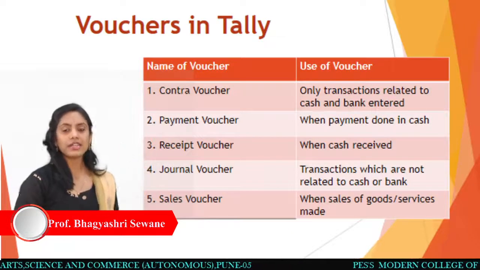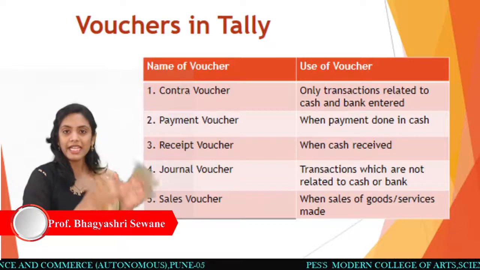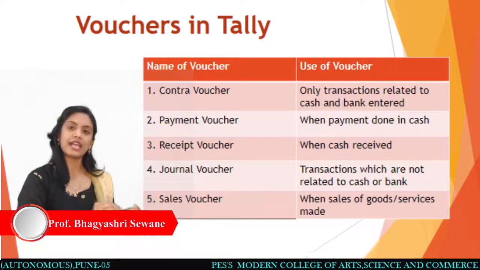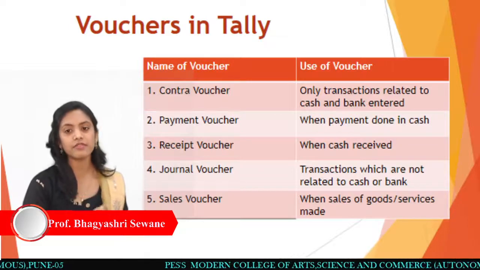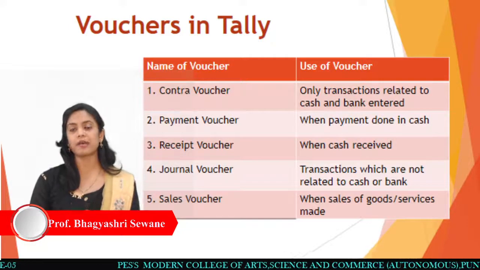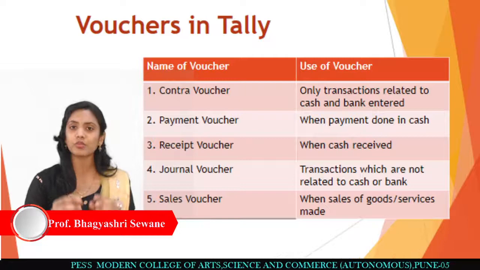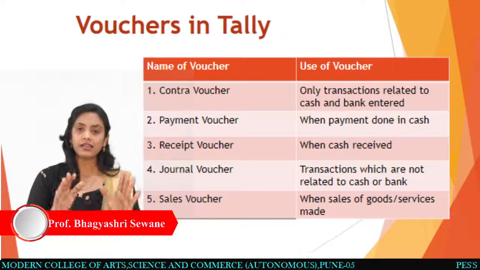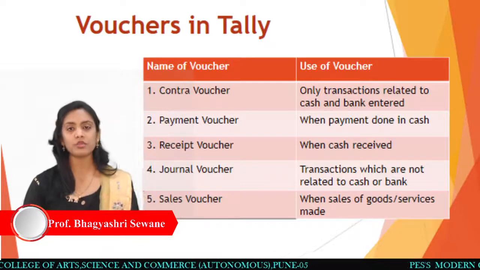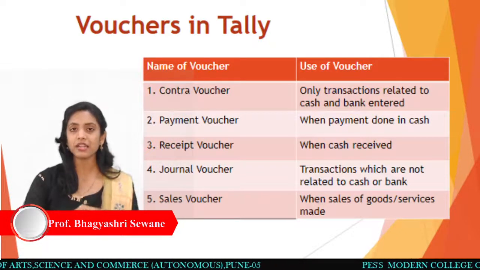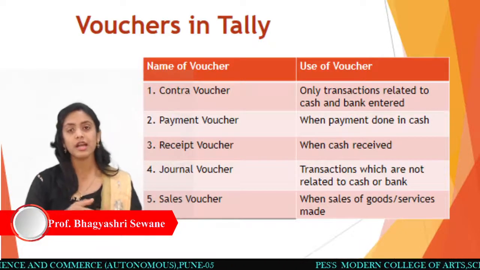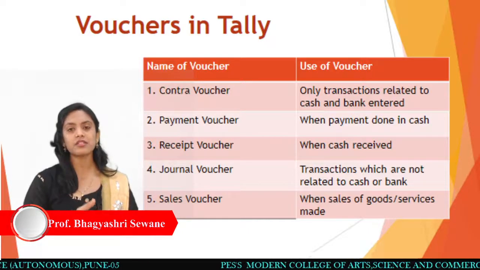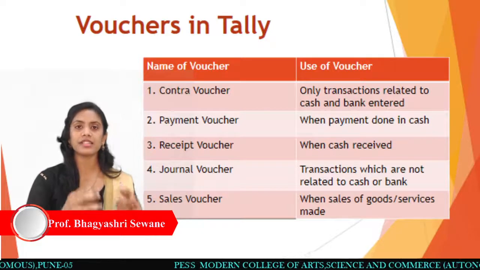What is the function of each voucher is given over here. That is a contra voucher. What is given in the contra voucher: the transactions which are only related to cash and the bank. The transactions which are only related to cash and the bank are going to be entered in the contra voucher. Right now we have learned about company creation. In that company we have created the groups and some ledgers. After these ledgers, now we have to do the entries in a voucher.